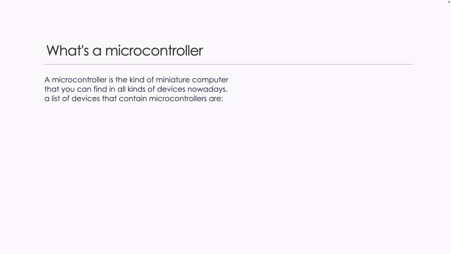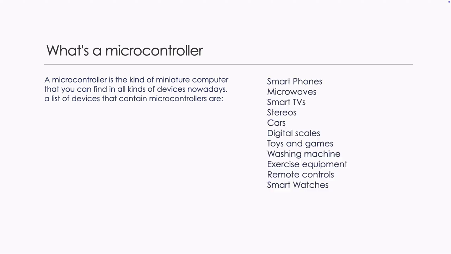In this video, I will explain what is a base microcontroller system. First, let's begin with exploring what is a microcontroller. A microcontroller is the kind of miniature computer that you can find in all kinds of devices nowadays. A list of devices that contain microcontrollers are smartphones, microwaves, smart TVs, stereos, cars, digital scales, toys and games, washing machine, exercise equipment, remote controls, smartwatches.